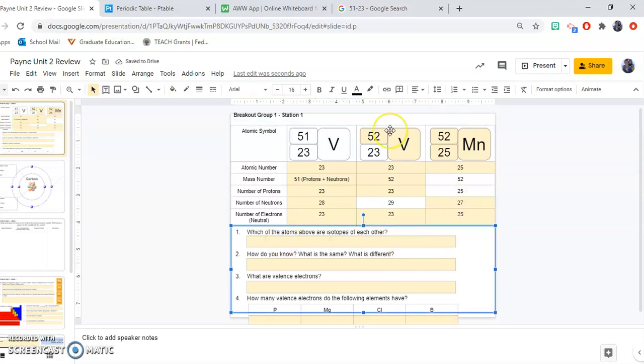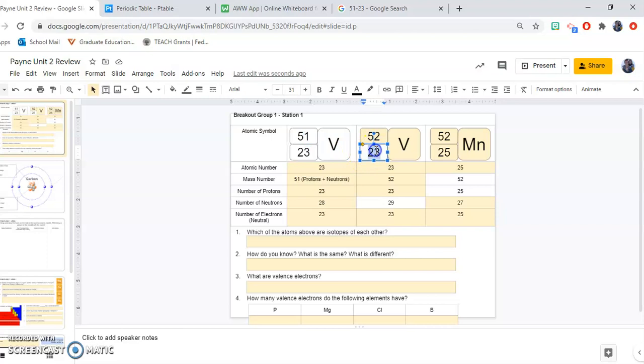So I ask you a question, which of the above atoms are isotopes of each other? Now when we're looking at this, remember, isotopes are the same element, they have the same number of protons, but they differ in the number of neutrons, right? So if we look here, we only have two examples that are the same element. We have two things here that are vanadium, right?